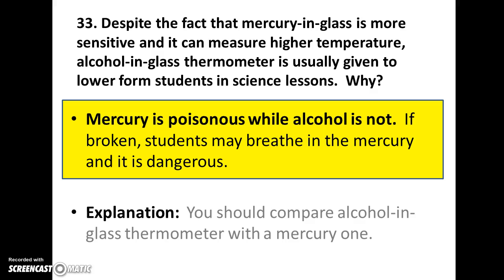Question 33. Mercury-in-glass thermometer is more sensitive, but usually we give alcohol-in-glass thermometer to junior form students. Why? Because mercury is poisonous. Alcohol is not. So, if a mercury-in-glass thermometer is broken, the student may breathe in the mercury vapor, and it is dangerous to them.